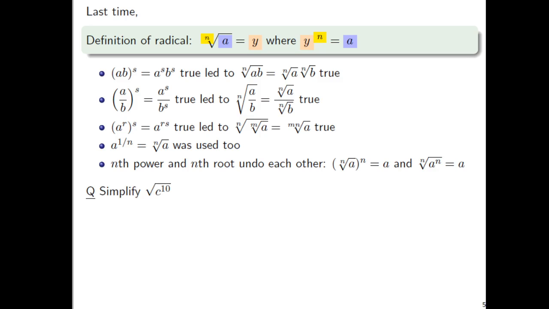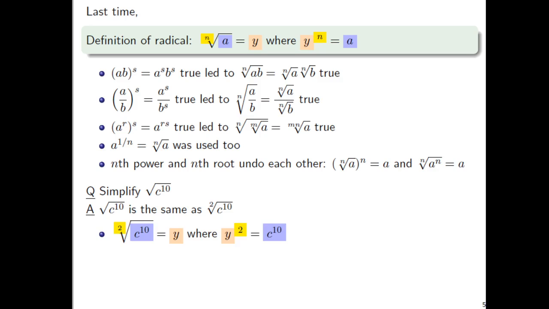So let's simplify root c to the 10th power. Root c to the 10th power is the same as the second root of c to the 10th power. And just set up based on the definition using the same colors. What we're looking for is y. In other words, after the word where, there's this equation y to the second power equals c to the 10th. We need to think about what can fill the spot where y is.